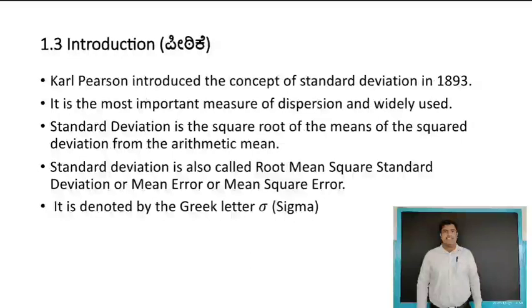So, coming to the introductory part, Karl Pearson introduced the concept of standard deviation way back in 1893. It is the most important measure of dispersion and it is widely used. Standard deviation is the square root of the mean of the squared deviations from the arithmetic mean. It is also called root mean square deviation or mean error or mean square error. It is denoted by the Greek letter sigma.